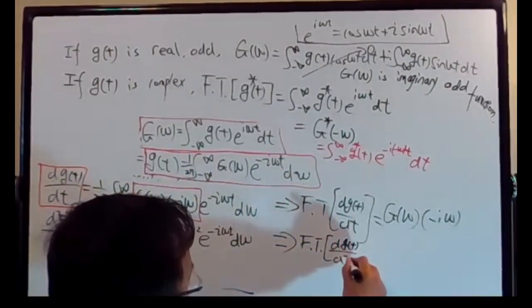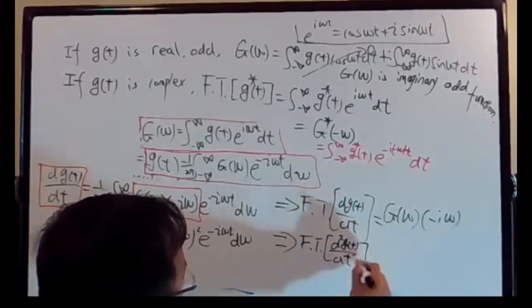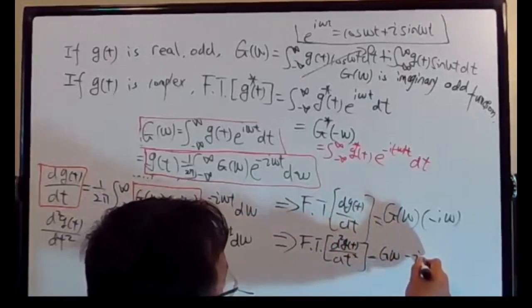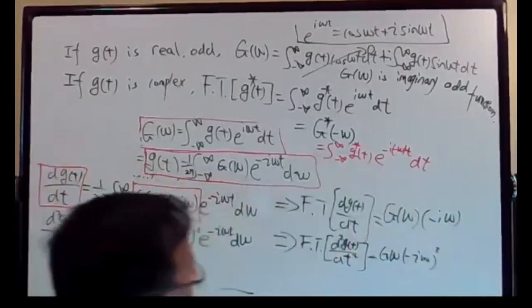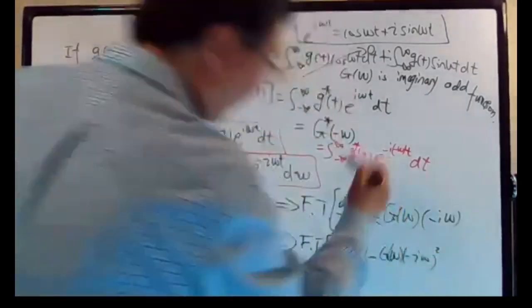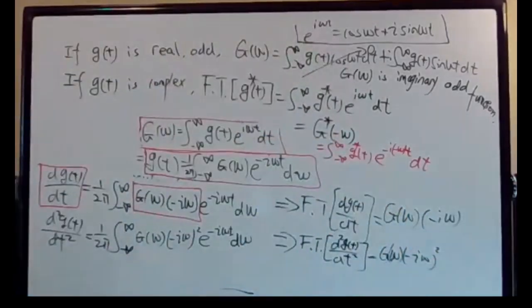of g(t), d squared g(t) over dt squared. The second derivative is g(omega) times negative i omega squared, right? This is g as a function of omega, times negative i omega squared.